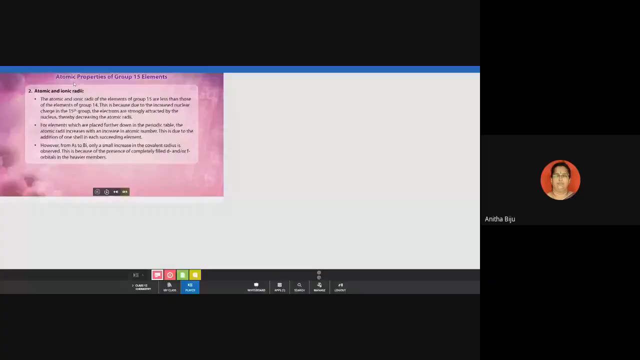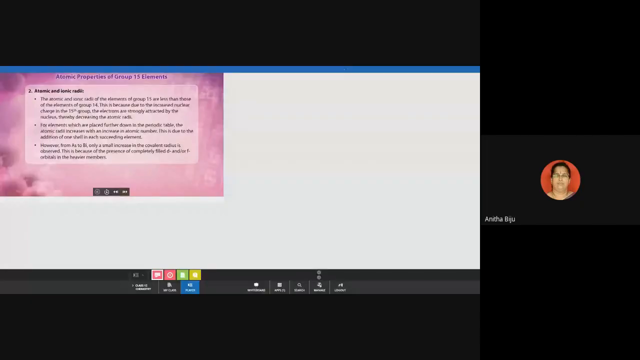The second point among atomic properties is atomic and ionic radii. No need to mention all the points related to this. What is the special point related to atomic and ionic radii? Simply we can say that along the group, atomic size increases. So that is important. Now compare group 14. The atomic size of group 15 is less.